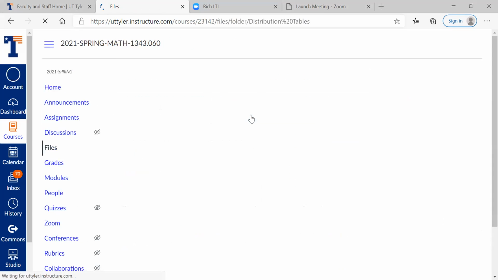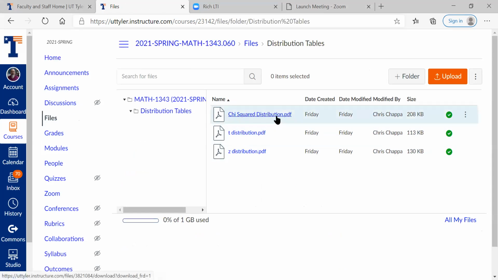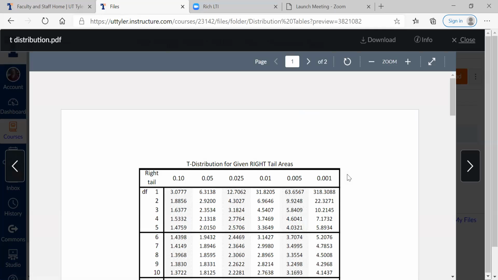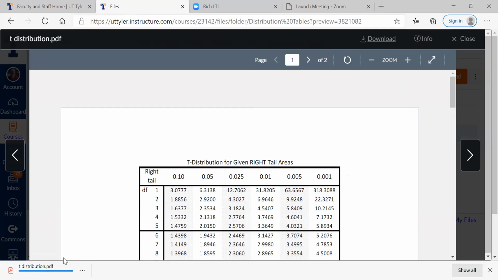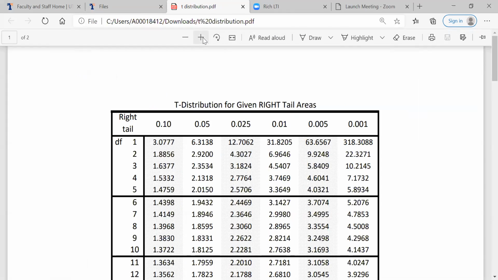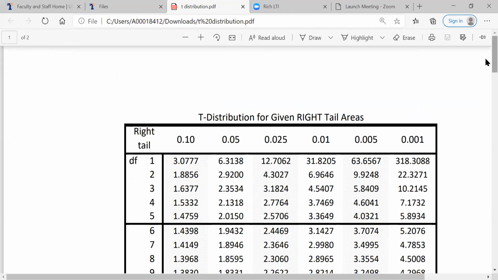Click on distribution tables. You'll see the chi-square distribution, which you may not be familiar with, because it's not a standard part of statistics. The T distribution, which I'll open in a moment, and the Z distribution, which we used in the previous video. Opening the T distribution will open a PDF, so it should be viewable from most devices. I am going to download it and open it outside of this particular frame. It's still in a tab, but that's okay. It might also open up an Adobe Reader, depending upon the settings of your computer or your device.